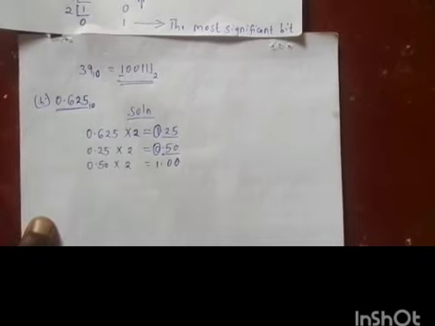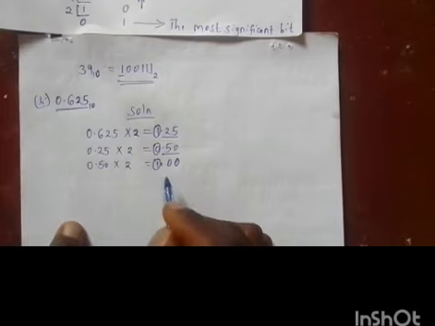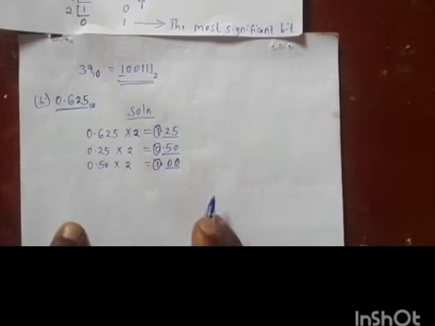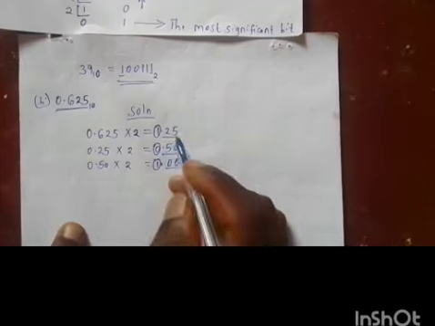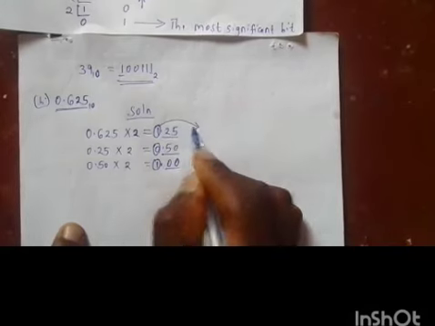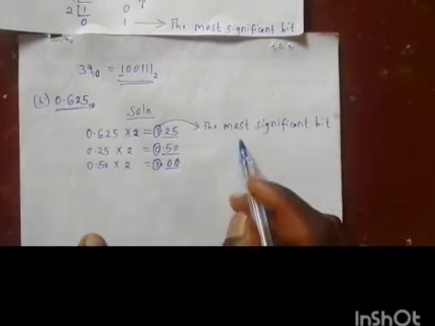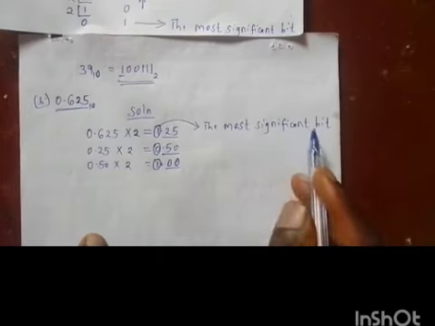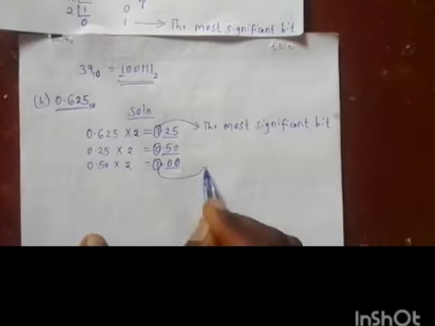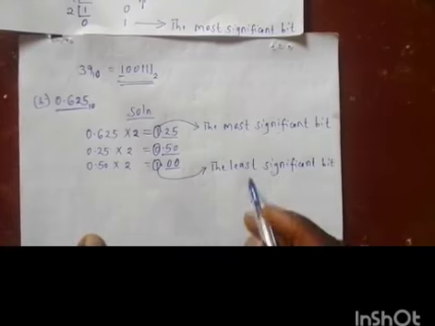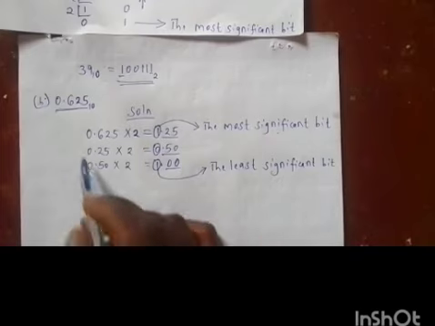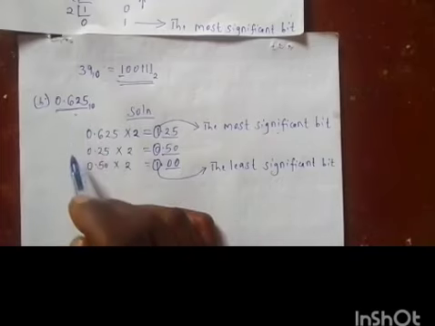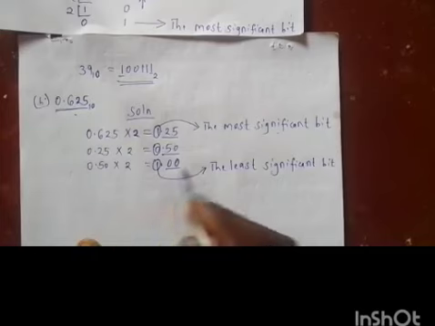So we take this integer. Up to this point, we leave it there because there is no fraction. In this case, this number is the most significant bit, and this one is the least significant bit. In other words, for writing the fractional part of a decimal, we write downwards.